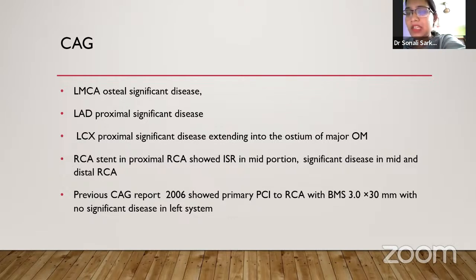And RCA, there was a stent in proximal RCA, which showed an ISR in the mid portion. And there was a significant disease in mid and distal RCA. RCA was very big. And later he brought some papers which showed that in 2006, he had a primary PCI to RCA, which was a bare metal stent of 3 into 30 millimeter. And there was no significant disease in the left system at that time.